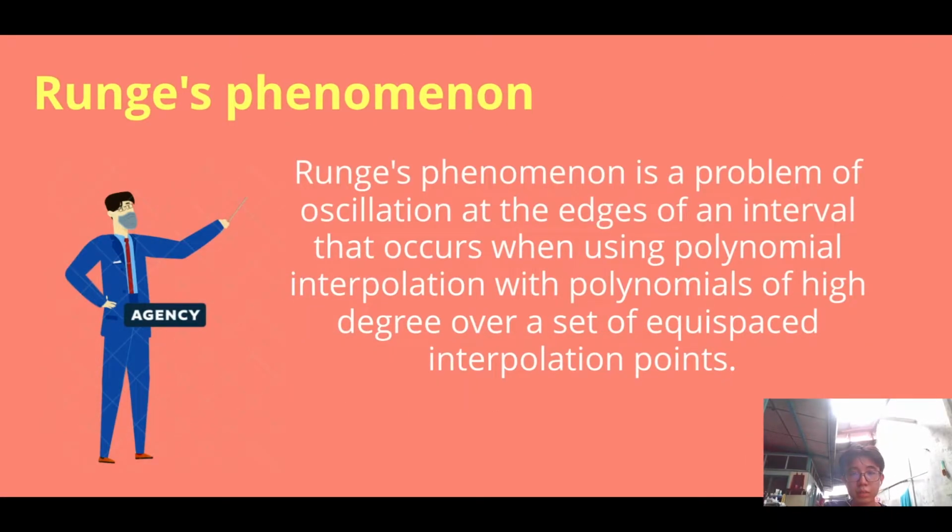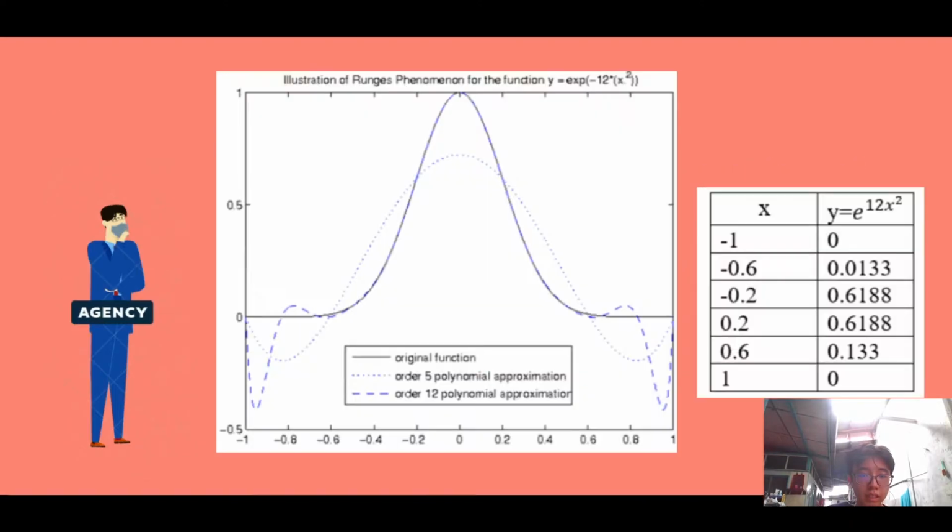Runge's phenomenon is a problem of oscillation at the edges of an interval that occurs when using polynomial interpolation with polynomials of high degree over a set of equispaced interpolation points. The figure below is an example of approximating e to the power negative 12x squared between negative 1 and 1.